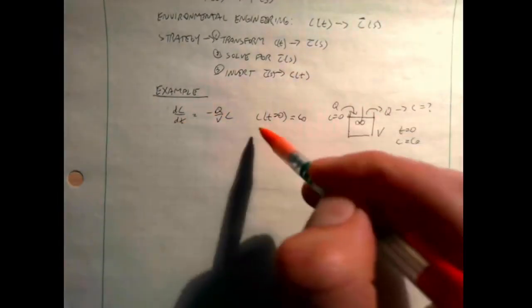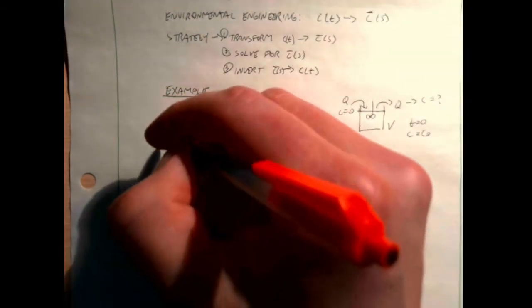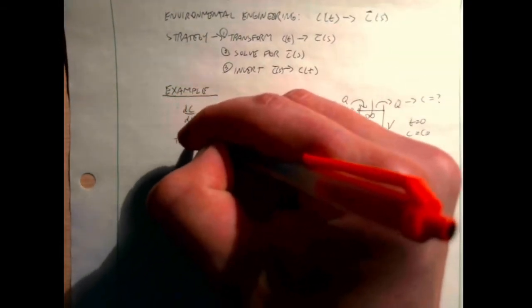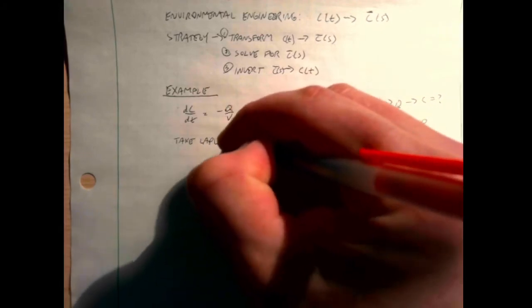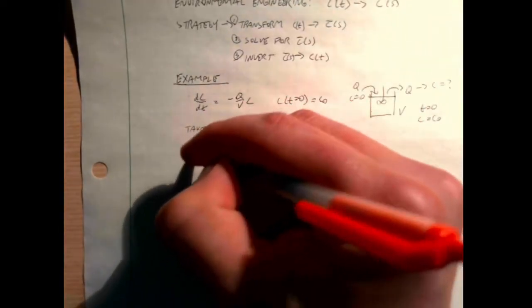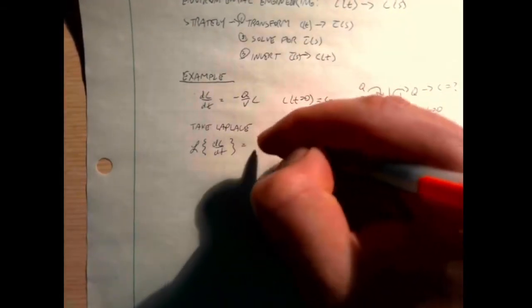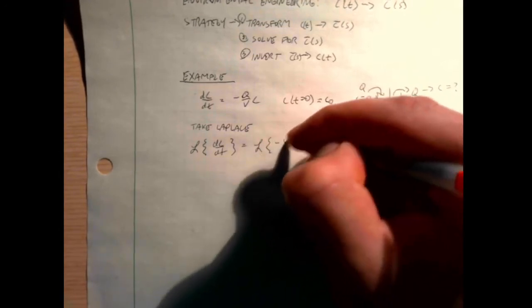We can then solve this one. It's not too difficult to solve it by, you can move the c over here and the dt over there and integrate. We could do it that way. Yes, I could do it that way, but let's think about how we would do it with Laplace transforms. So what we're going to do here is take the Laplace transform. So L, this is how we're going to write it with a curly brace, of dc by dt has to equal L of negative q over v times c.